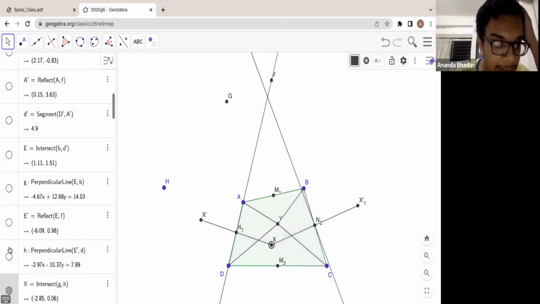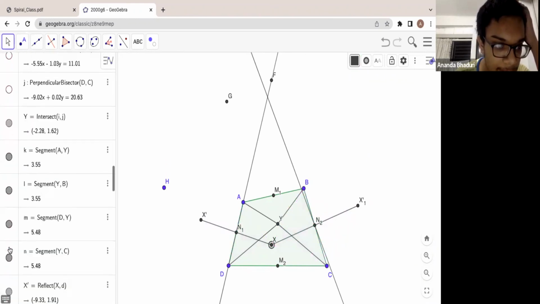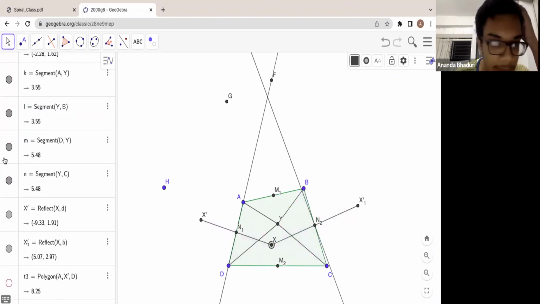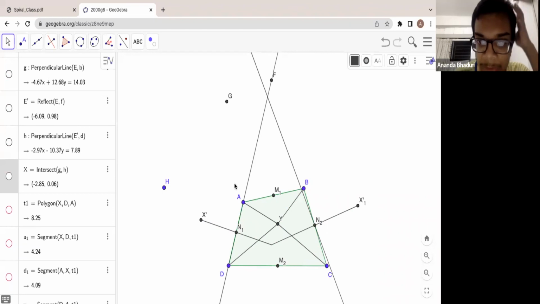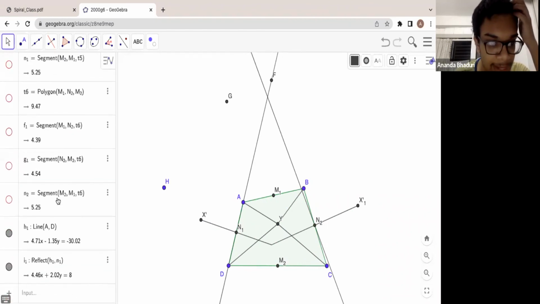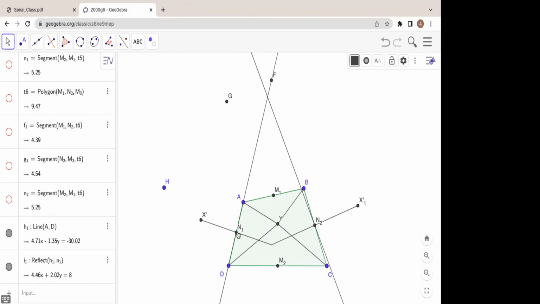So let's erase everything almost. Let's erase X. Suppose we don't know anything about X. We want to construct X. So we know that if the perpendiculars from X to AD and BC are N1 and N2, then N1 and N2 are reflections across M1 and M2. Is that clear?